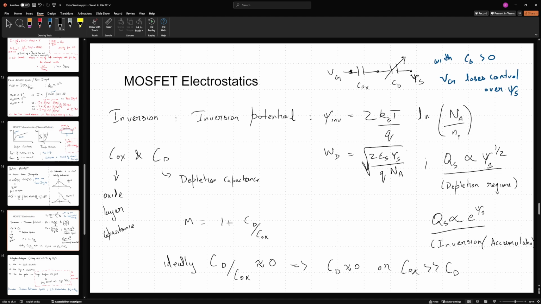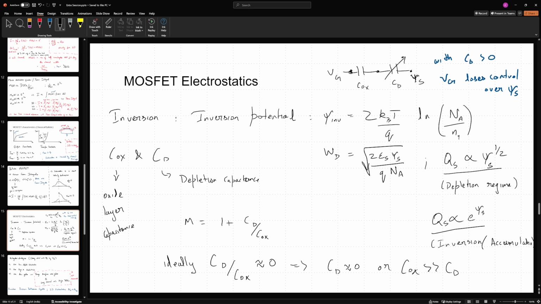The inversion potential is given by this. Psi inversion is 2 kBT by Q log Na by Ni. So this was for an N MOSFET, so P-type substrate. The depletion width was given by this expression. We can use the two to also find out what the depletion potential is.